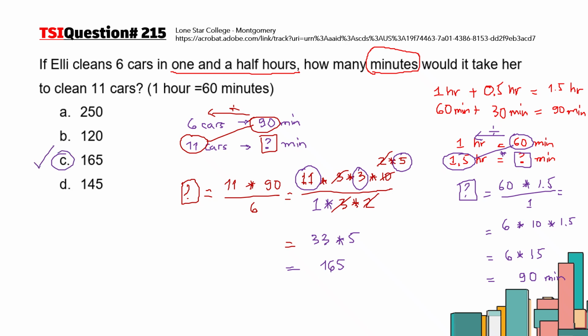One note: when you set up the problem like this, the same unit has to be in the same column. So minute and minute. The same unit has to be set up on the same side, in the same column, and then do cross multiply, divide by the rest.